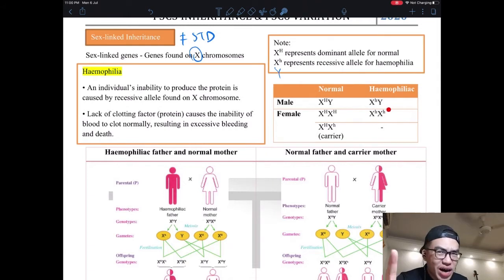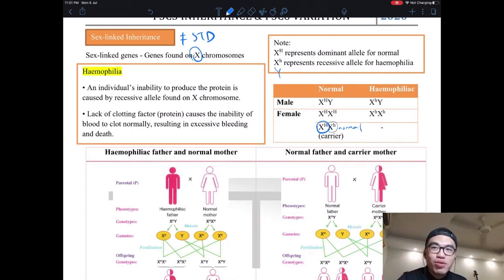But there's a third scenario. If you are big H, small h, yes, you are dominant. You are still normal, because remember, the dominant will always win, it will always show. You have a tall gene, you have a short gene, you will still be tall. The short one will not express itself because it's a recessive gene.